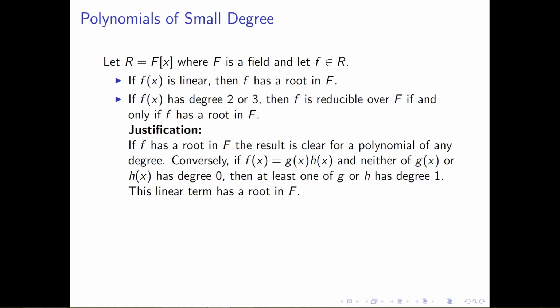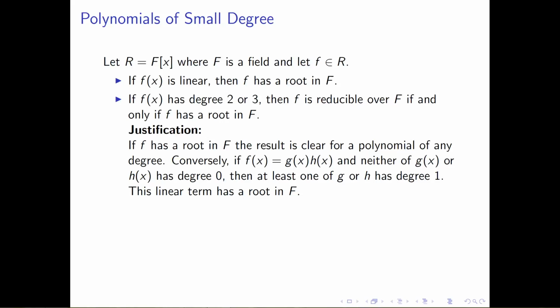If g and h each had degree 2, then their product, g times h, would have degree 4, 2 plus 2. And that's going to be too big because we're assuming that the degree of f is 2 or 3. So we know that g of x and h of x each have degree at least 1, but one of them, either g or h, must have degree at most 1, or else you're going to get a product, f, whose degree is too high.